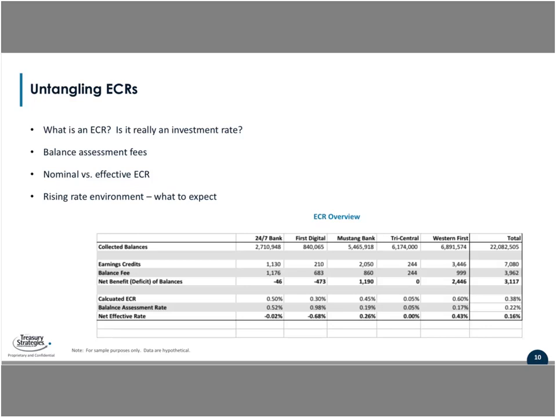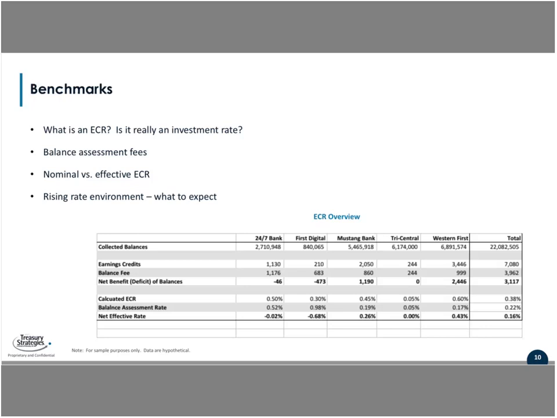It's a surprising number, and it happens in this case because First Digital is paying a 30 basis point earnings credit rate. While not high, it's not the lowest we see, but the balance assessment rate is effectively 98 basis points against collected balances. The reason that's so high is this is a lockbox bank. There's a lot of float in the account, and the balance assessment fee is assessed against float as well as collected balances. And when you put it all together, lo and behold, you're paying 68 basis points to hold your balances there. Now, when rates rise, these numbers could get much bigger, so it's really important now to get a handle on these.